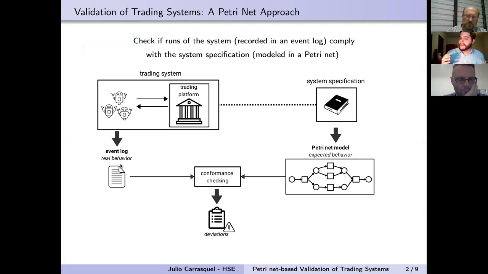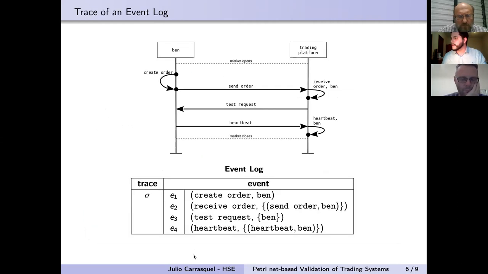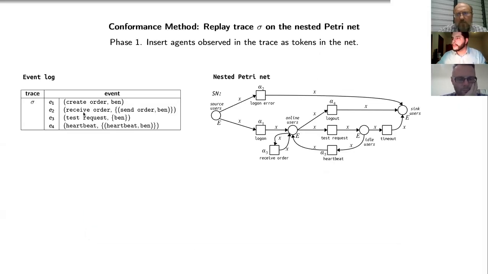There are two kinds. One kind of conformance checking is the idea of replay. Can we execute the model according to the behavior observed in the log? Or more precisely, going to the example here: is it possible to run the model as every event here indicates? So this is the idea.